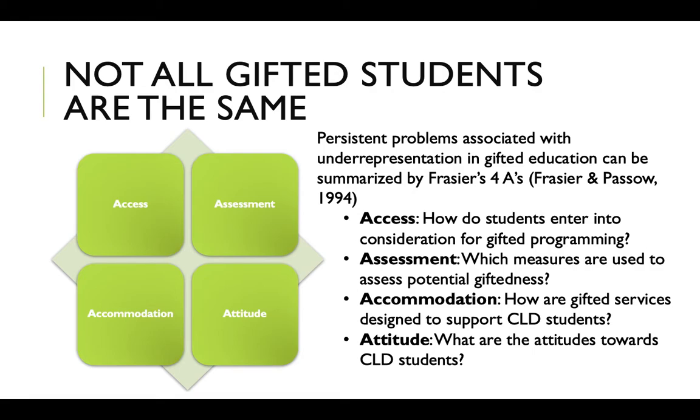The reason I bring this up is we really have to consider all 4 of these A's in order to investigate issues with underrepresentation. If we don't have the right attitude, we're just looking for problems or deficits, that will have a negative impact. If we're using culturally biased assessments, that's an even bigger problem. And if we're not providing services that are culturally responsive, our students won't even want to be identified as gifted. So it's important to keep those 4 A's in mind.